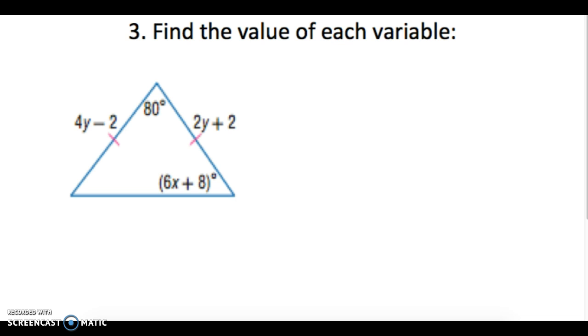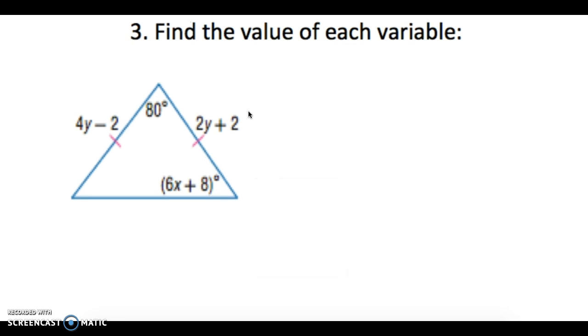Okay, so the first thing that I would do here is solve for y, because I know, according to the markings on my triangle, that this segment is congruent to this segment here. So we know that 4y is equal to 2y plus 2. So, 4y minus 2 is equal to 2y plus 2.